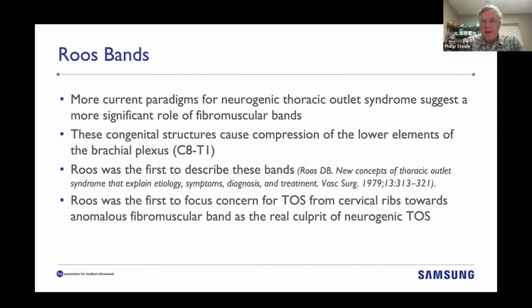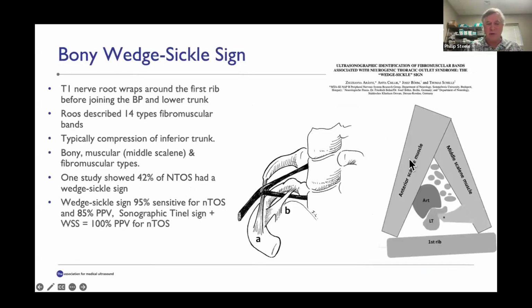So Roos, clear back in 1979, described a bunch of these bands, 14 different band configurations, in cadavers. And he really felt like these fibromuscular bands were the real culprit in neurogenic thoracic outlet. And so there have been several papers looking at these fibromuscular bands. This paper was from surgeons who do thoracic outlet surgery, looking with ultrasound. And they described how this wedge sickle sign is almost pathognomonic for neurogenic thoracic outlet.